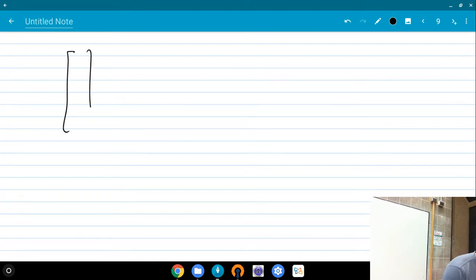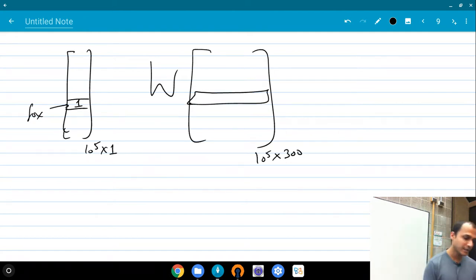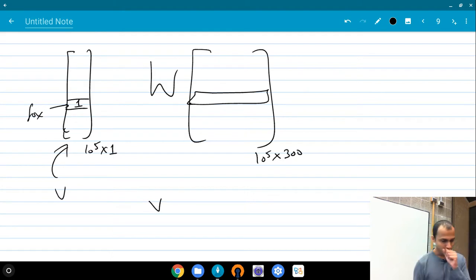So let's say there's a one-hot encoding vector of size 10,000 by 1, corresponding to fox. Let's say I have a W matrix, which is again 10,000 rows and 300 columns. Now, if it's fox, then I need to pick the corresponding row in the weight matrix. But that's essentially the same as saying, let's call this vector V, that I want to do V transpose W.